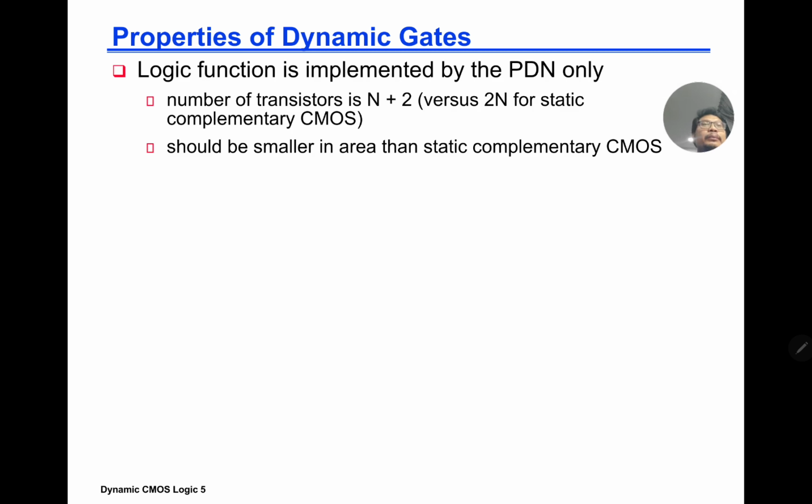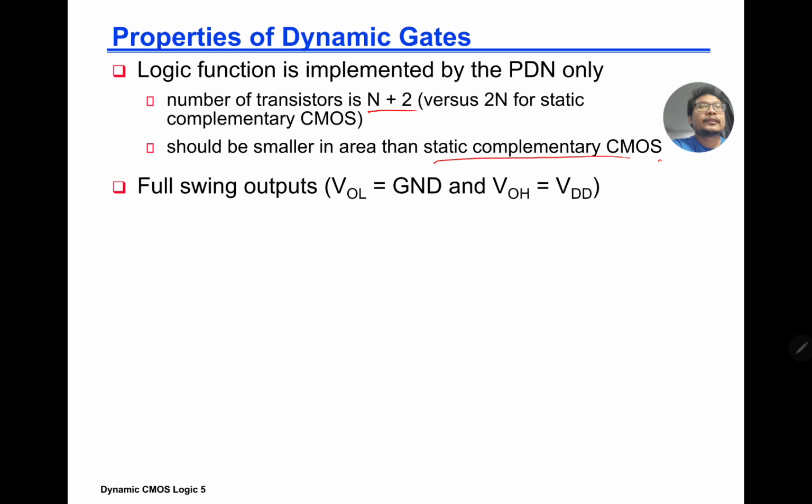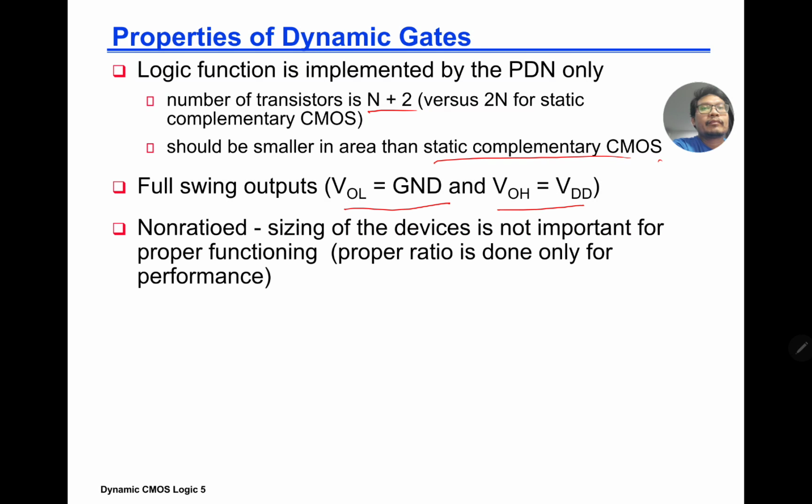Okay, so what are the properties of dynamic gates? The logic function is measured by the PDN only. Number of transistors is n plus 2, as seen already. It should be smaller in area than static CMOS, especially if you have a large n. If you have a small fan in, then maybe static CMOS has fewer transistors. Full output swing, so VOL is ground, VOH is VDD. Non-ratioed: sizing of these devices is not important for proper functioning. Proper ratio is done only for performance.